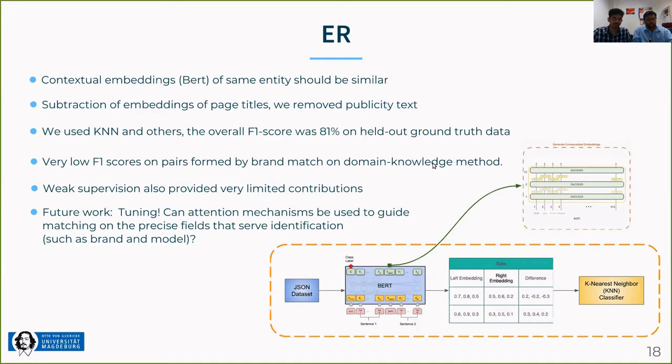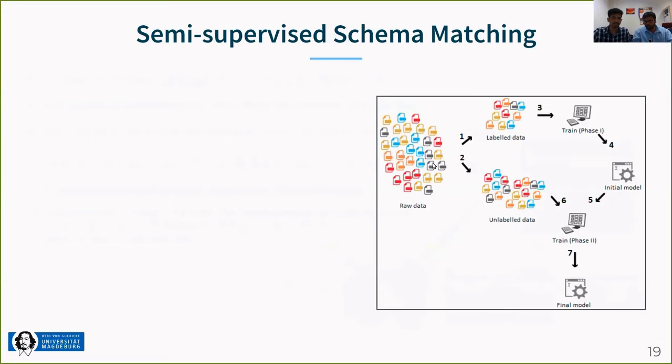We used k nearest neighbors, and the overall F1 score on ground truth was 81%. We also used other classifiers, but k-NN gave the highest F1 scores. Further, we could fine-tune BERT, as the attention mechanism could guide the match on the precise fields that serve identification, such as brand and model.